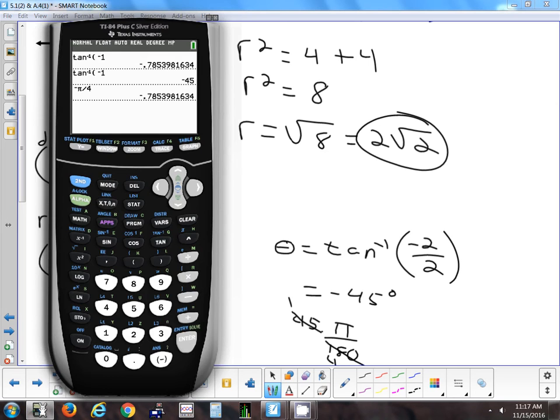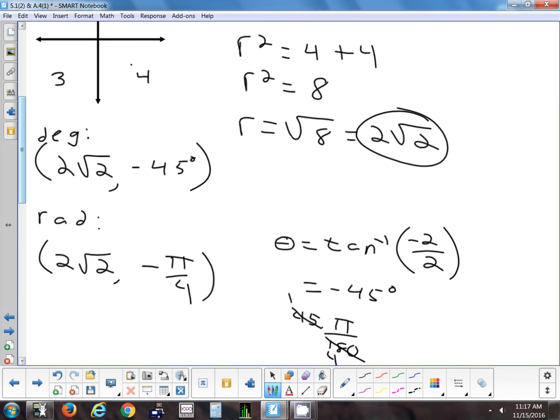Yes? On the test, do we have to do both, or can we just do one? Nope, I'm just going to ask for one. But if it's multiple choice, you might have to convert and figure out which one is correct. Now, let's look at this one for a second. What's another way I could write negative 45 as a positive angle? Just in case the answer on the test has a positive angle. 315 degrees. Yeah, that's the same as 315. Instead of going clockwise, you can go counterclockwise.